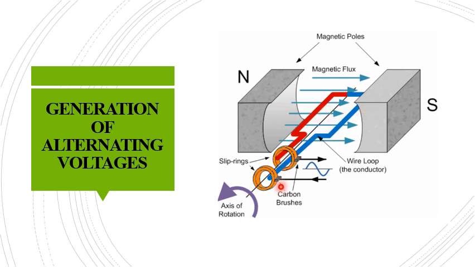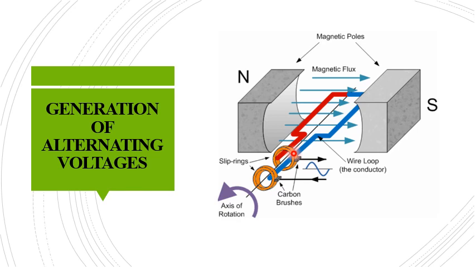The coil is rotated in the anti-clockwise direction in this magnetic field. So when the coil rotates, it will cut the magnetic flux lines. As a result, an EMF will be induced in this coil due to electromagnetic induction.